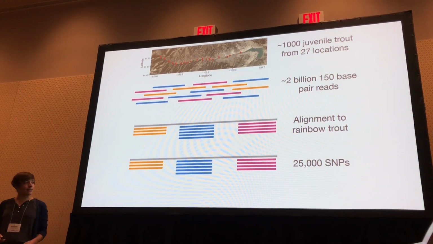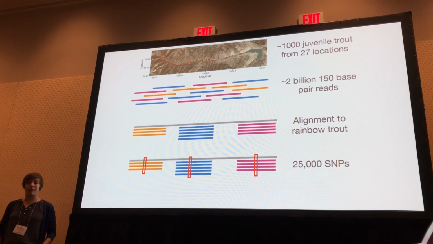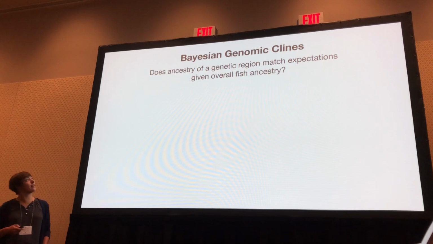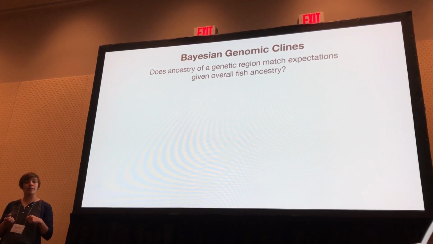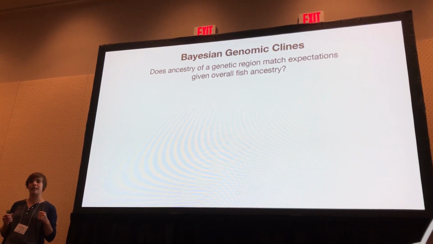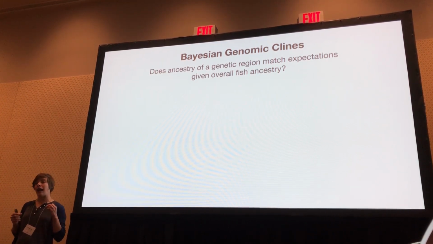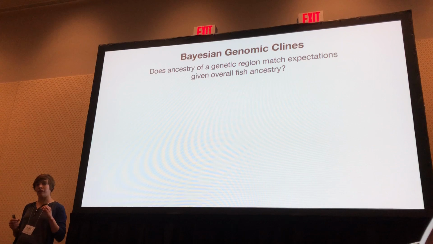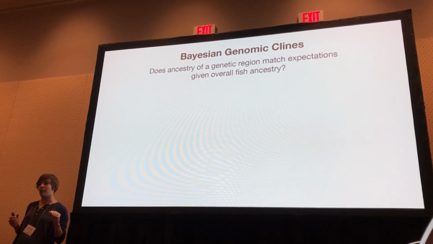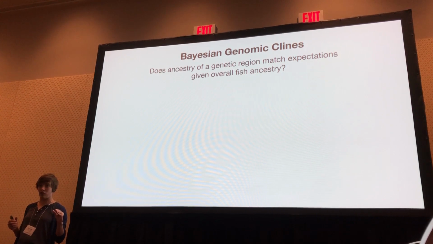And then from this alignment, we identified 25,000 SNPs, and these will be the basis of the analyses I'll be showing you today. Specifically, I'm using Bayesian genomic clines. What this analysis does is that it looks at ancestry at a given locus relative to the overall ancestry of an individual. And we're trying to identify those loci that are behaving strangely in their genetic background.